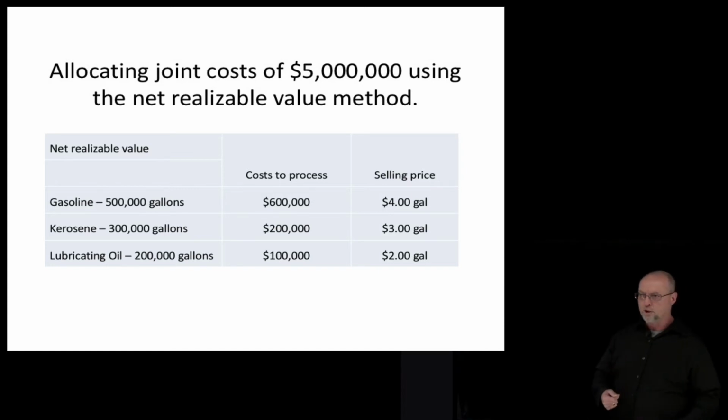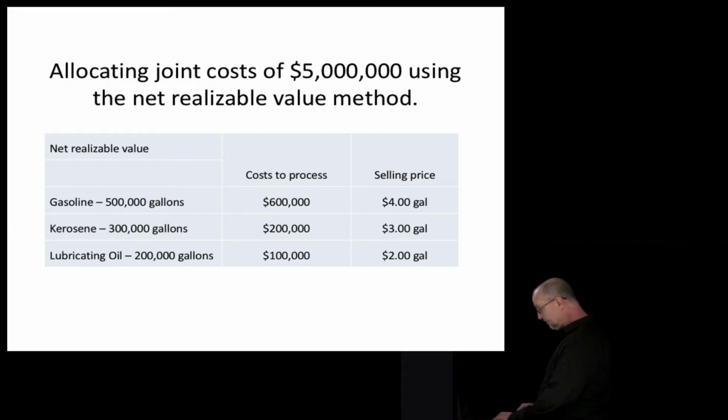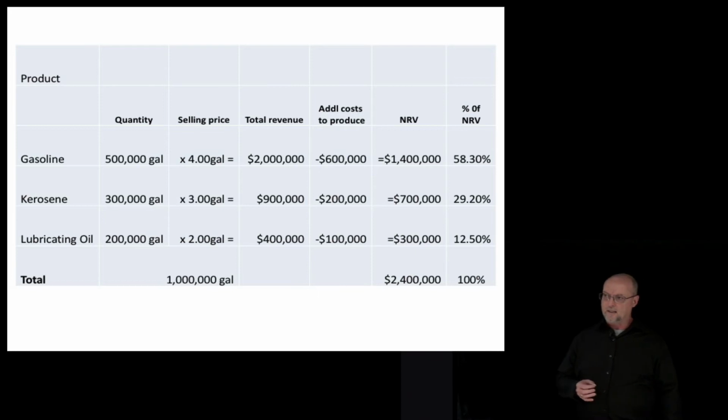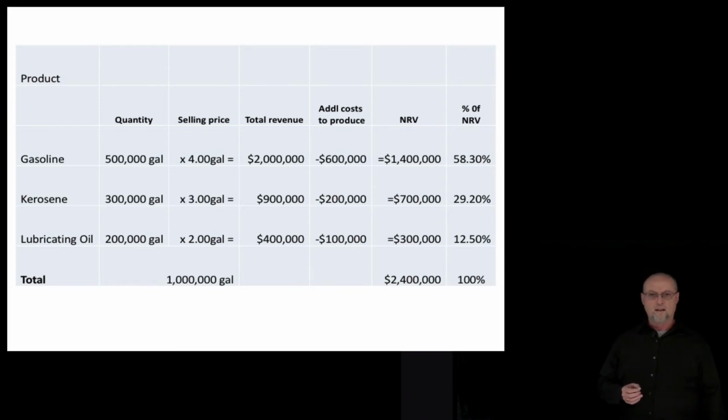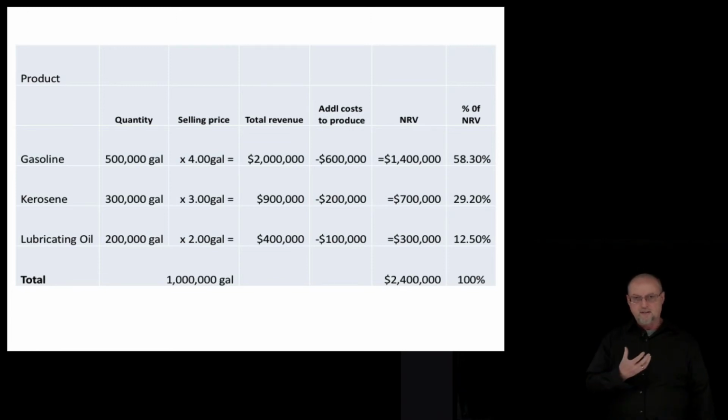So those are the numbers we'll use, okay? And again, there's the physical quantity of products, there's the additional costs to further process to the final product, and that's the selling price. So 500,000 gallons of gasoline times $4 a gallon will generate $2 million in revenue. We had to incur $600,000 of processing costs, so the net realizable value, the amount that we'll receive after all the costs, is $1.4 million.